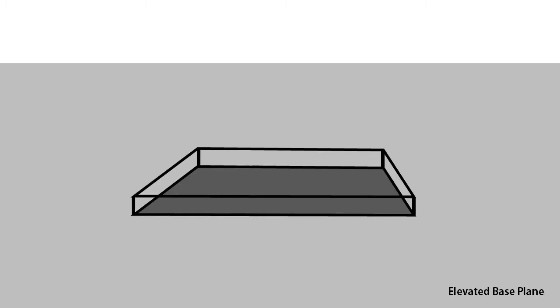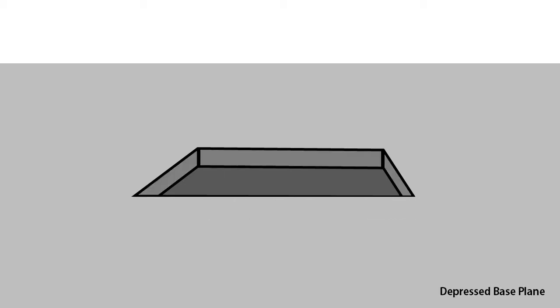Through an elevated base plane, where a horizontal plane is elevated above the ground and establishes vertical surfaces along its edges that reinforce the visual separation between its field and the surrounding ground. Or through a depressed base plane, which is a horizontal plane depressed into the ground plane and utilizes the vertical surfaces of the lowered area to define a volume of space.